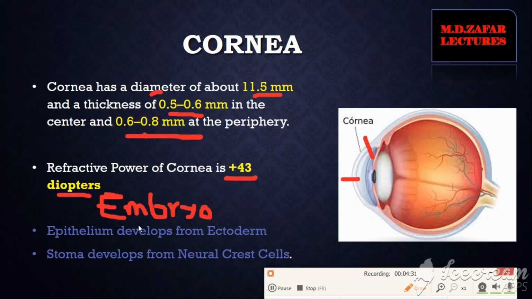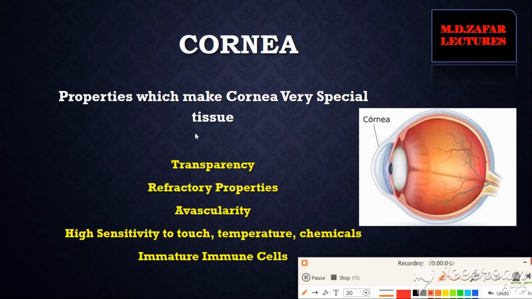Talking about a bit of embryology, the epithelium of cornea develops from the ectoderm and the stroma develops from the neural crest cells. Now we will talk about certain special properties which the tissue or the structure of cornea possesses. Number one is the transparency. It has refractory powers and it is avascular. It is highly sensitive to touch, temperature, and chemicals, and it has immature immune cells.